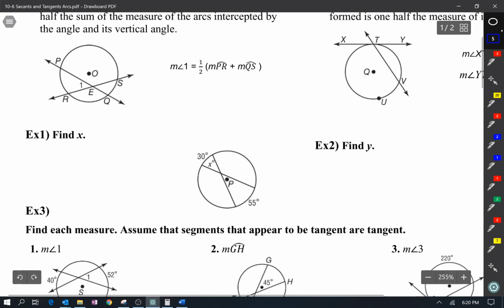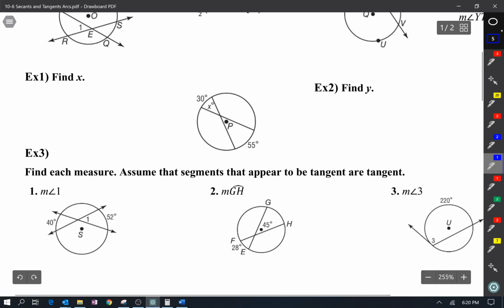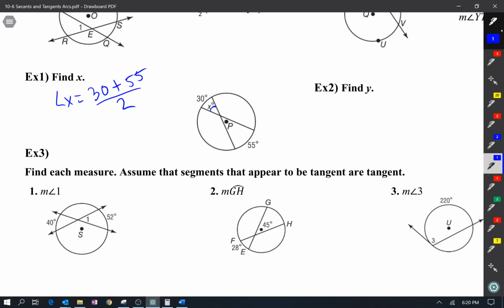Let's look at this one here, example 1. What are we saying? We're trying to figure out what this angle is right here. Well, what do we know? Angle x is going to be equal to the average of 30 plus 55. So add them together and divide by 2. That's it. So what is that? 85 divided by 2, which is 42.5, I believe. Let's check that. Yeah, 42.5. Angle x is 42.5 degrees.